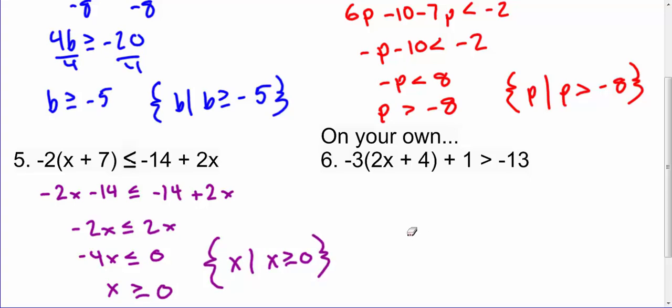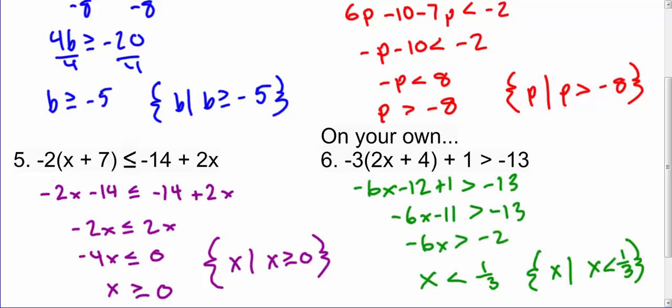All right, go ahead and pause the video. You guys do number 6 on your own. All right, welcome back. You can see my work on number 6. The solution being x such that x is less than 1/3. Remember that you do divide by a negative here, so you have to switch that inequality. We divided by negative 6. And I think you can probably follow the work other than that.